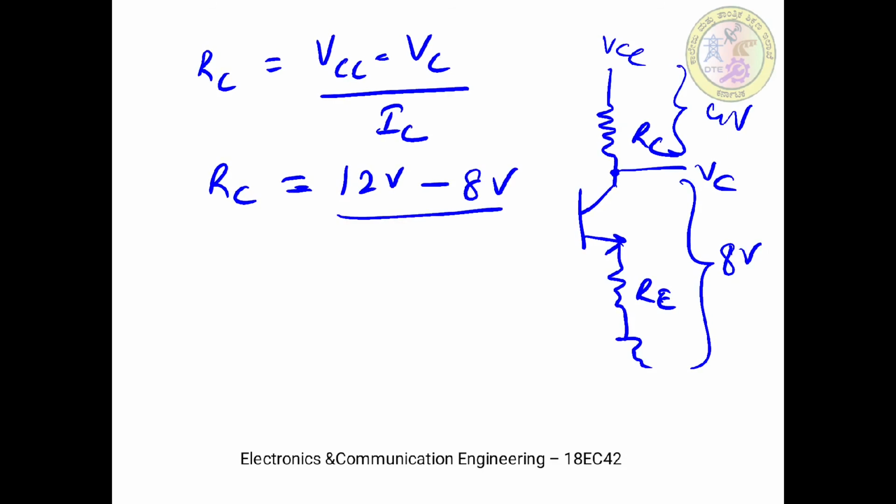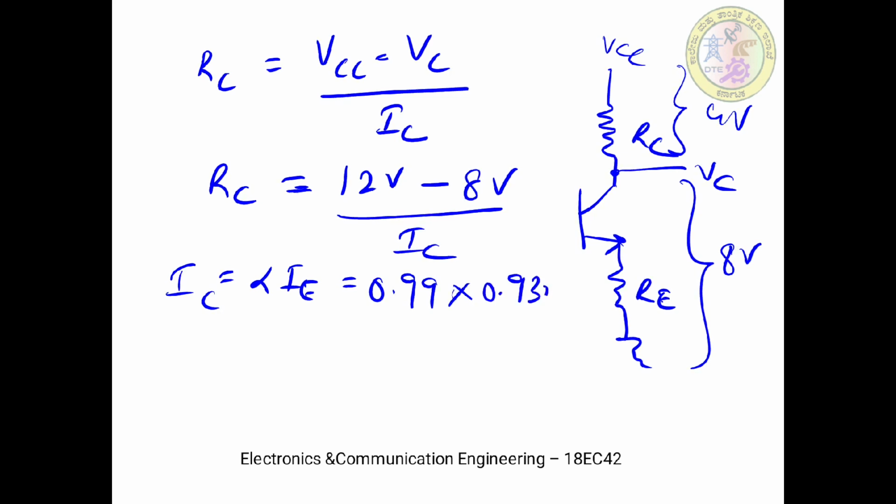This is divided by IC. We have to write the relation for IC. So we know that IC is nothing but alpha into IE, always. Alpha value is always less than 1, like 0.99, into whatever emitter current we have just calculated, that is 0.93 milliamperes.